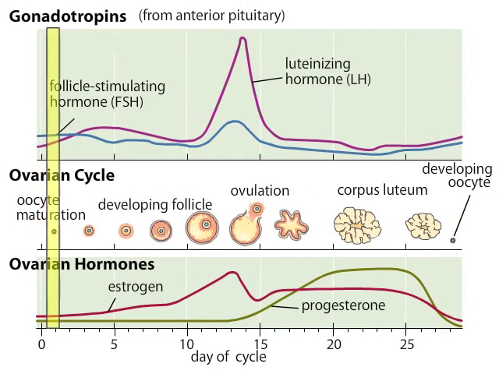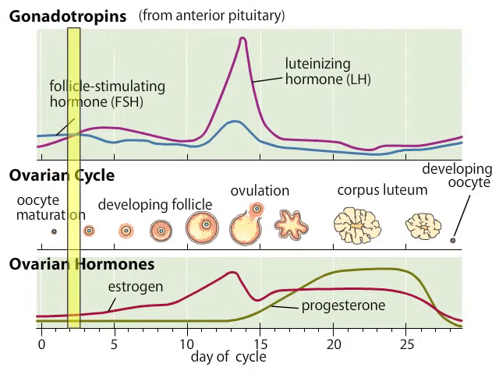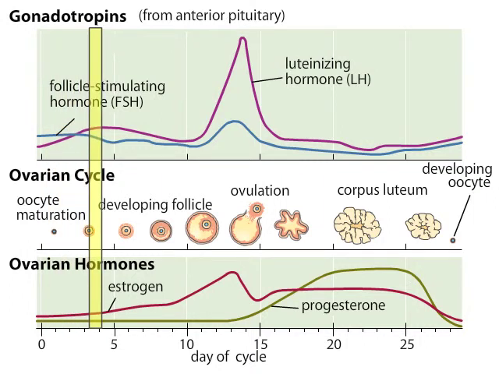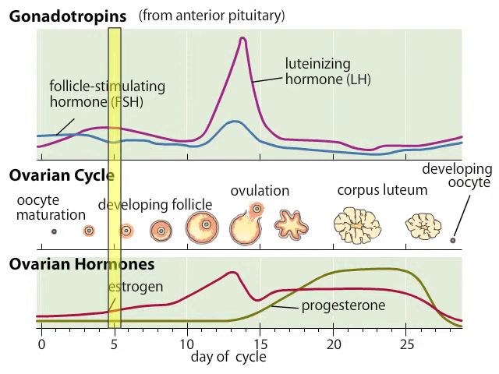The ovarian cycle is controlled by the interplay of hormones from the pituitary gland and from the ovary itself. A few days before the beginning of the cycle, the anterior pituitary begins to increase its secretion of 2 hormones, follicle-stimulating hormone, FSH, and luteinizing hormone, LH. FSH and LH stimulate ovarian follicles to grow.